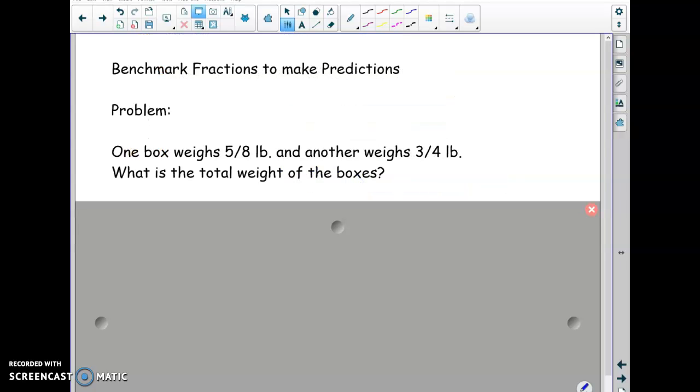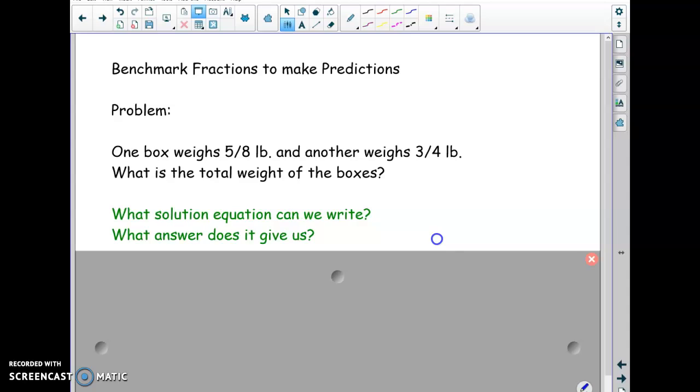And now what you've all been waiting for is, what are we going to do about fractions? I know how you love fractions. Here's our problem. One box weighs 5/8 of a pound and another weighs 3/4 of a pound. What's the total weight of the boxes? Pretty obvious: 3/4 plus 5/8 equals the weight. Take a moment, get a piece of scratch paper. You can do it. Solve this problem. I'll give you a hint: use 8 as your common denominator. Ready, go.